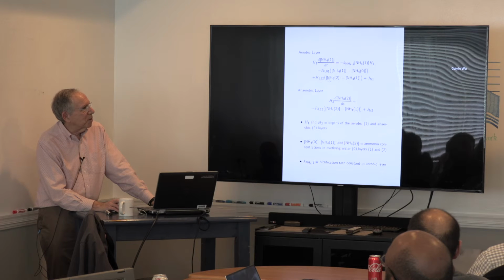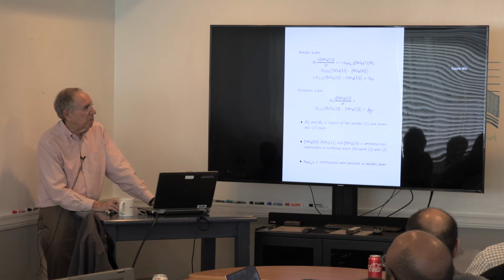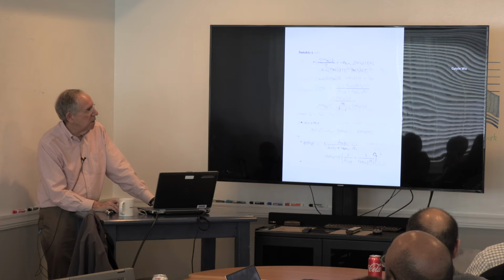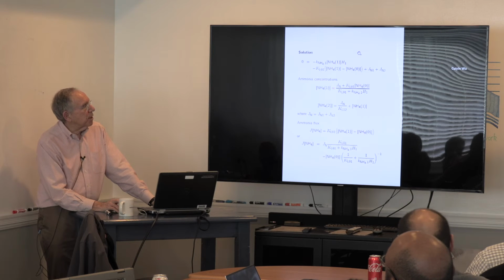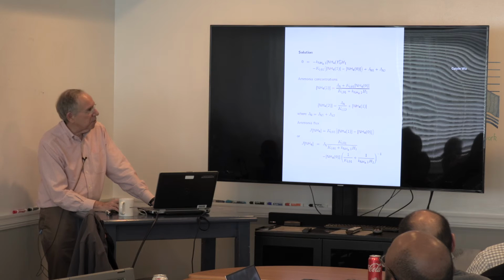This is the transfer between 1 and 2, and you see that that also has a negative sign. So these are the losses by mass transfer out. This is the source of diagenesis. In the anaerobic layer, you just have the transfer up and the production by mineralization. That's all of that. If you add the two equations together and set the derivatives to 0, the internal transfer subtracts out, which is a cute trick.